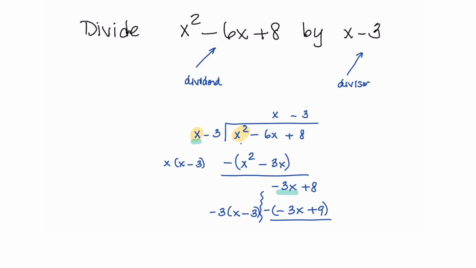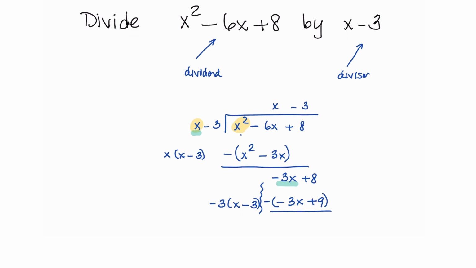And now let's perform the subtraction. So negative 3x minus negative 3x is nothing. That first term should always drop out after subtraction. And then we have 8 minus 9, which is negative 1.